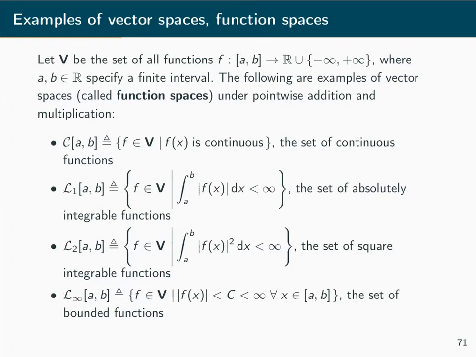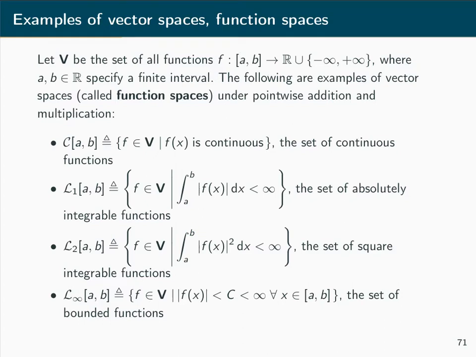and L infinity. And L1 is defined as the set of all functions which are absolutely integrable. So if I take the absolute value of the function f of x and integrate it over its domain from a to b, then this value has to be bounded, so less than infinity. For L2, we take the set of all functions and take the absolute value of the function squared and integrate it over the domain, and this value must be bounded.